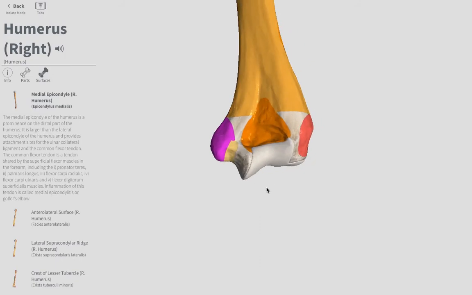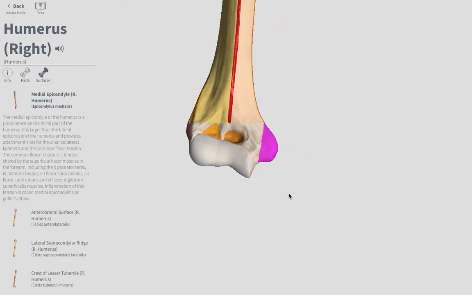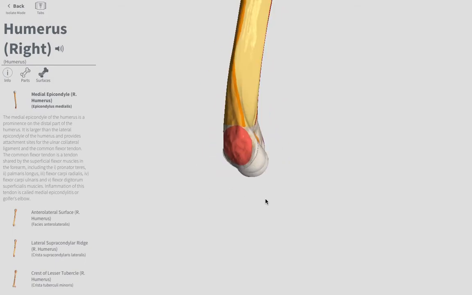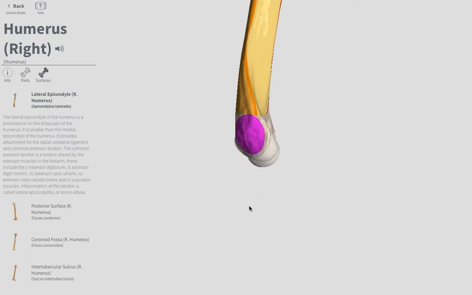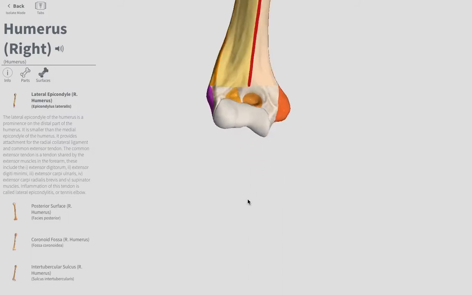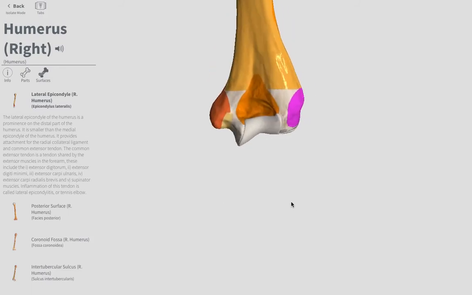So this is posterior, anterior. The lateral epicondyle will be on the other side. This is lateral, the lateral aspect, anterior, and posterior.